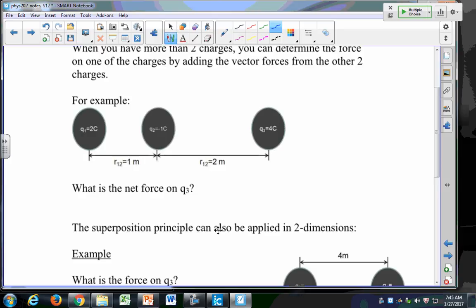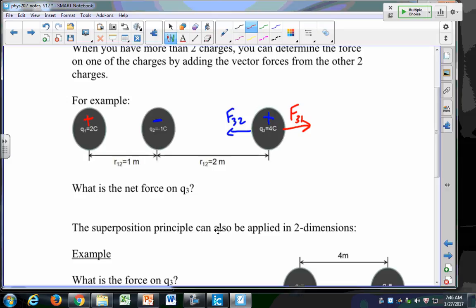F32, is it left or right? That is the force on particle 3 due to particle 2. Is it to the left or right? It's to the left because this is a negative particle, this is a positive particle, so F32 is to the left. F31, left or right? That's right, it's going to be to the right. F31 is to the right because that's positive, this is positive, so they're going to be repulsive.